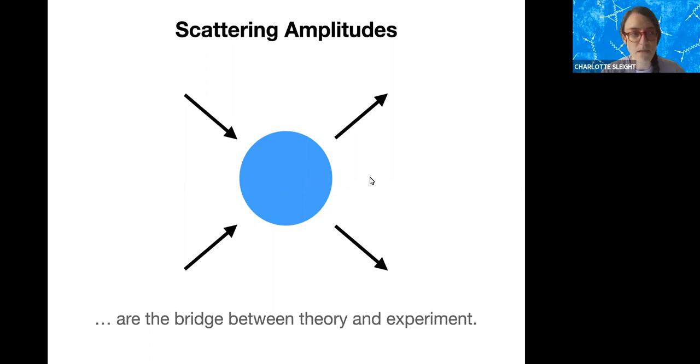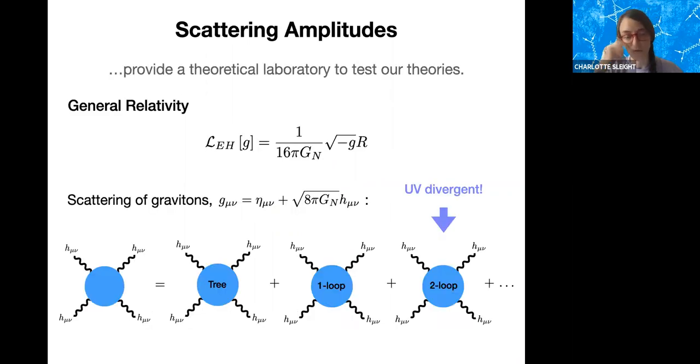But even in the case that we don't have this possibility to perform or to compare with experiment, scattering amplitudes provide us with these very nice theoretical laboratories in which we can put our theories to the test. A very elementary example of this type of logic is given to us by general relativity, where of course we don't have the possibility to perform experiments directly at the characteristic scale, so the Planck scale.